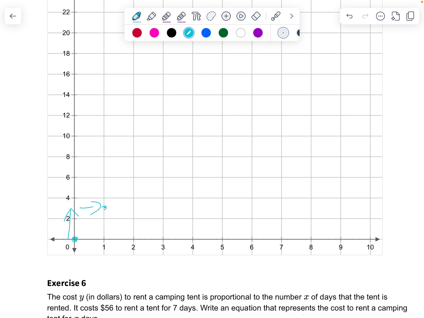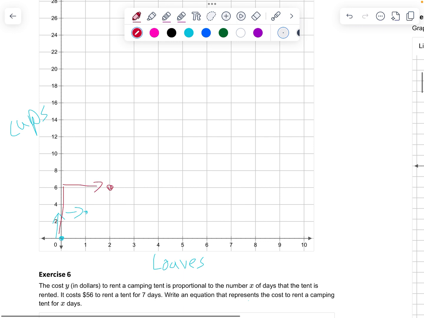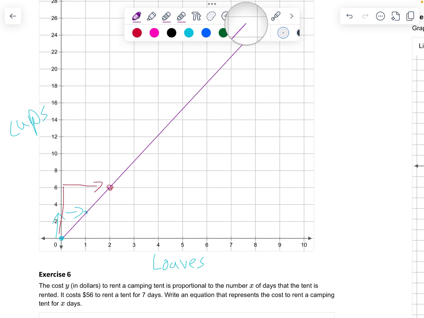But if we go 2, so we go 2, this is loaves. Okay, sorry for the noise in the background. This is cups of flour. Okay, so if I go up 6 and go to the right 2, then you get right there, and then you've got your graph. Okay, so let's do purple. We go from here to there, straighten it out, and that just about works. Okay, and that's what it should look like.